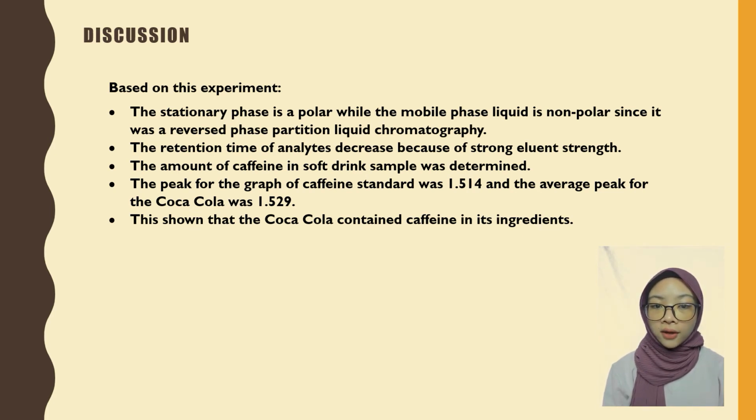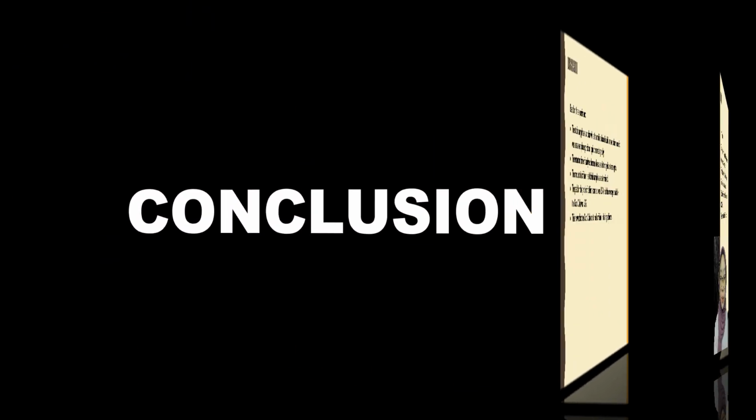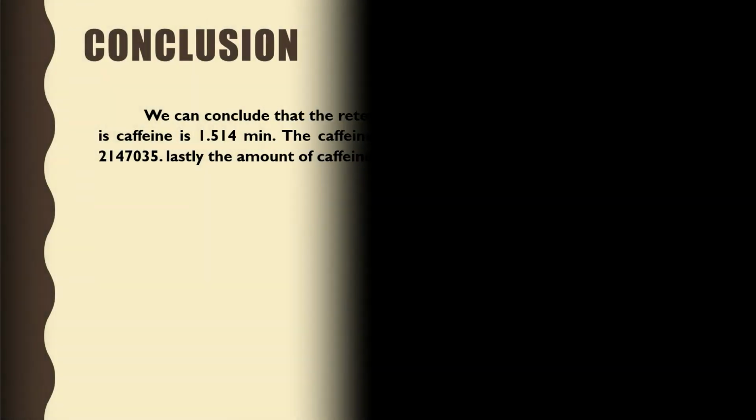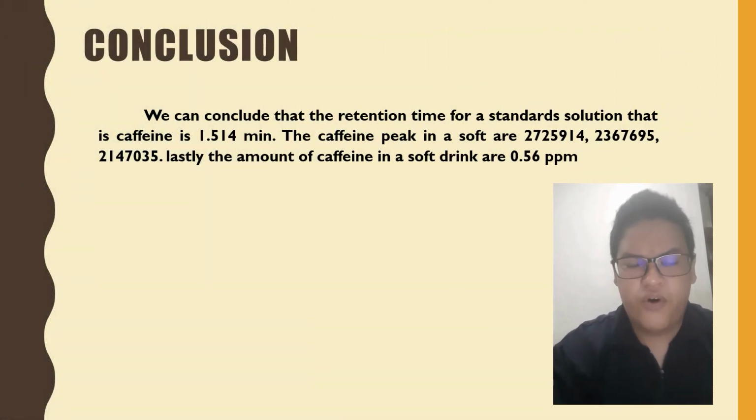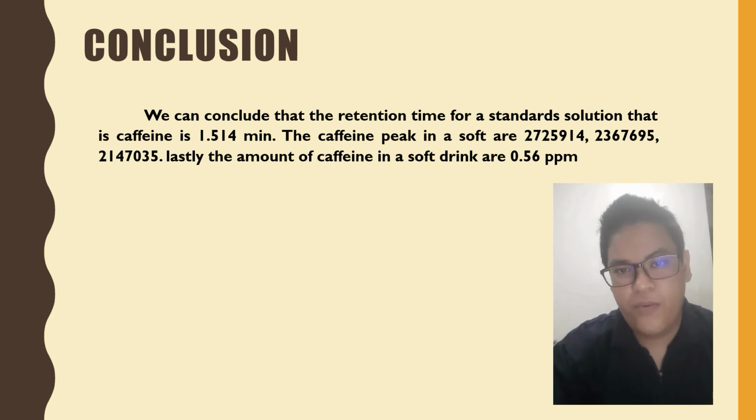The amount of caffeine in the soft drink sample was determined. The peak for the graph of caffeine standard was 1.514 and the average peak for the Coca-Cola is 1.529. This shows that the Coca-Cola contains caffeine in its ingredients. We can conclude that the retention time for the standard solution, which is caffeine, is 1.514 per minute.